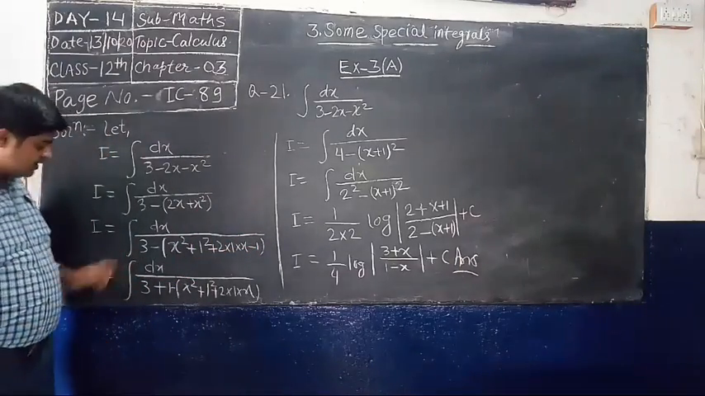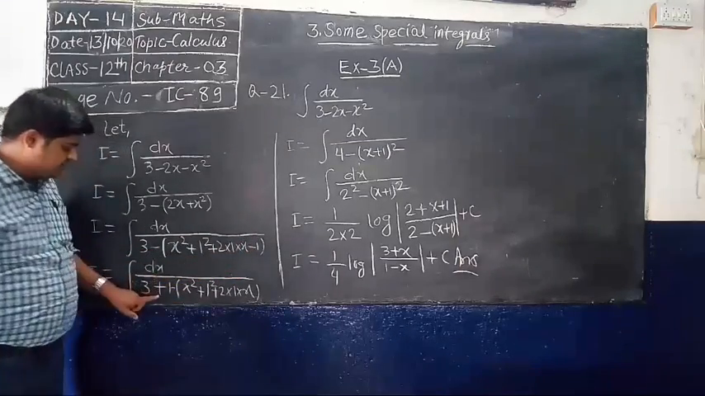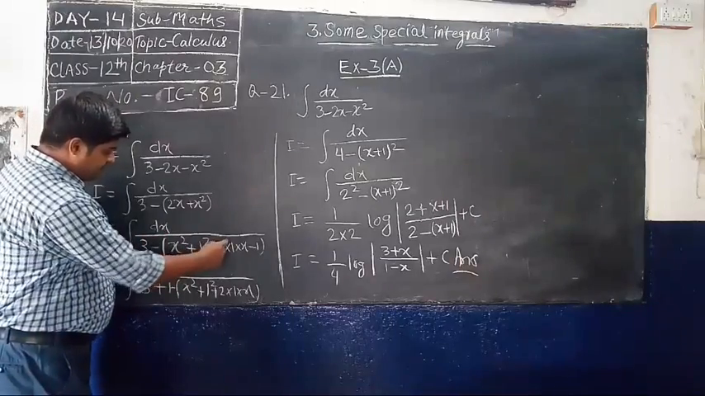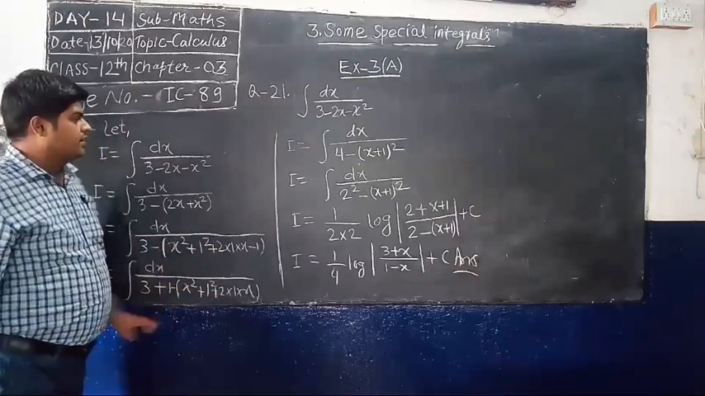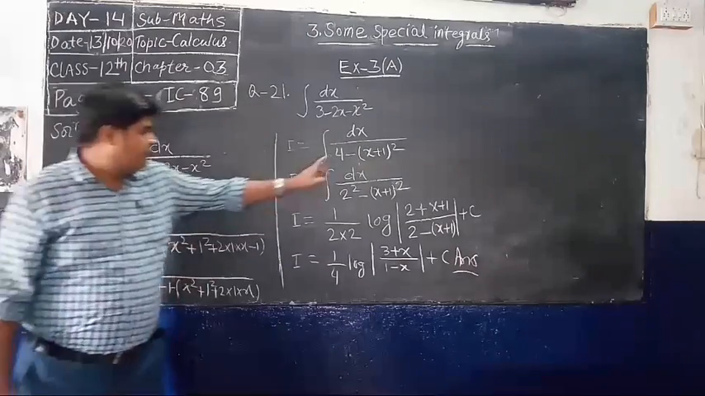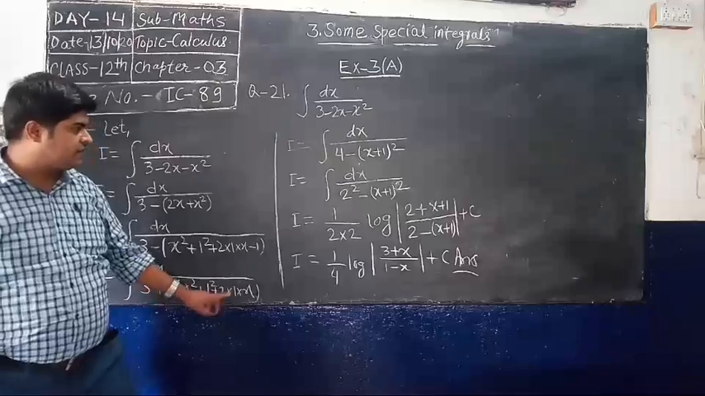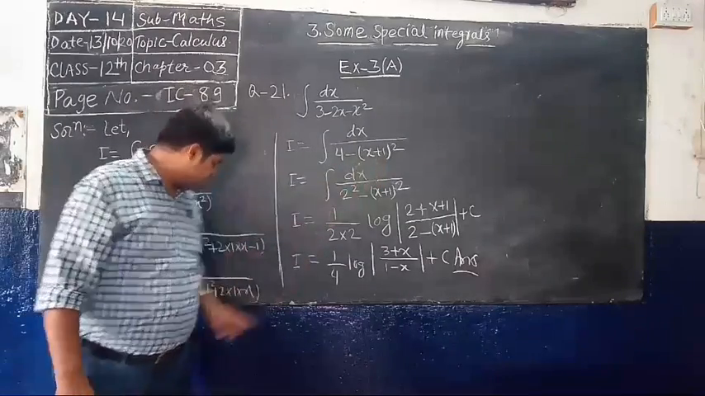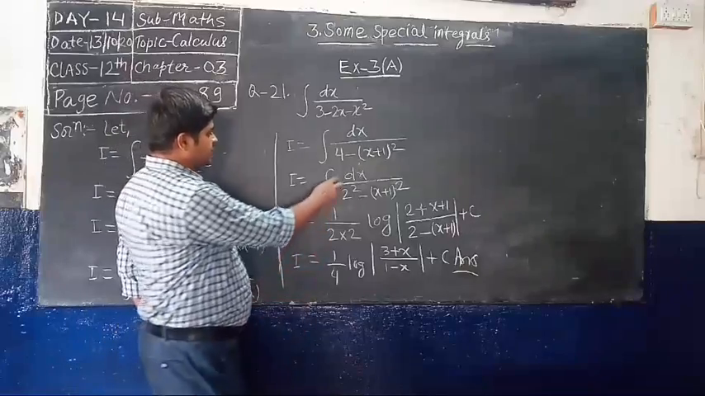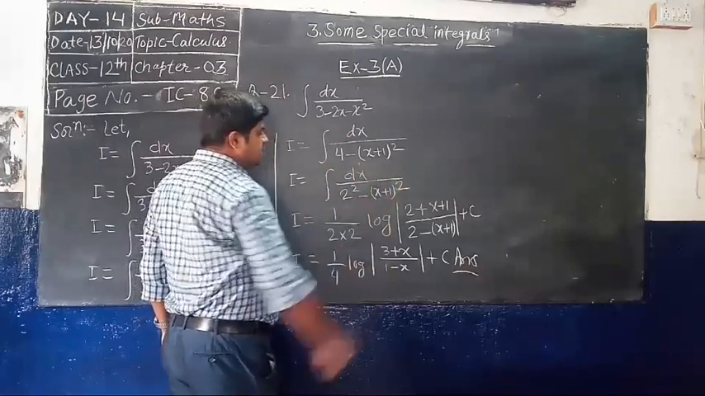Now integration dx by minus 1 into minus plus 1, it becomes plus 1 minus x square plus 1 square plus 2ab. Now integration dx by 3 plus 1, which is 4, minus a square plus b square plus 2ab, that is a plus b whole square, x plus 1 whole square. Now integration dx by 2 square minus x plus 1 whole square.